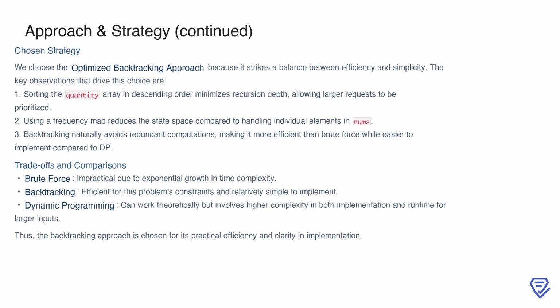This method strikes the right balance between efficiency and simplicity, making it well suited to the constraints of the problem. By sorting the quantity array in descending order, we ensure that larger requests are handled first, which minimizes the depth of recursion and improves efficiency. Using a frequency map instead of handling individual integers directly reduces the state space, making the solution more manageable. Additionally, the inherent nature of backtracking avoids redundant computations, allowing us to explore only the necessary possibilities.